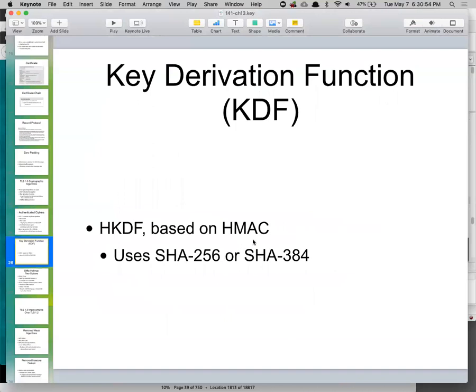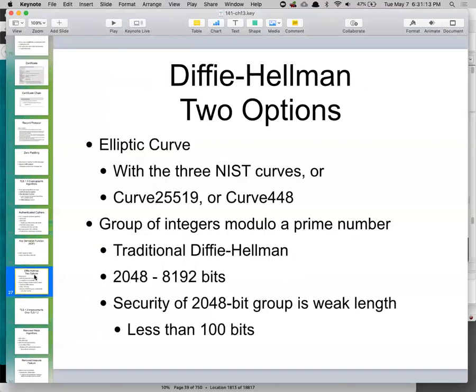Key derivation function is using HMAC, or SHA-256 or SHA-384. So those are nice, strong key derivation functions. Of course, if you're only making a 128-bit key, I don't really know why you bother making a 256 or 384-bit hash function, because you're going to have to throw away half of it anyway, but that's what they do.